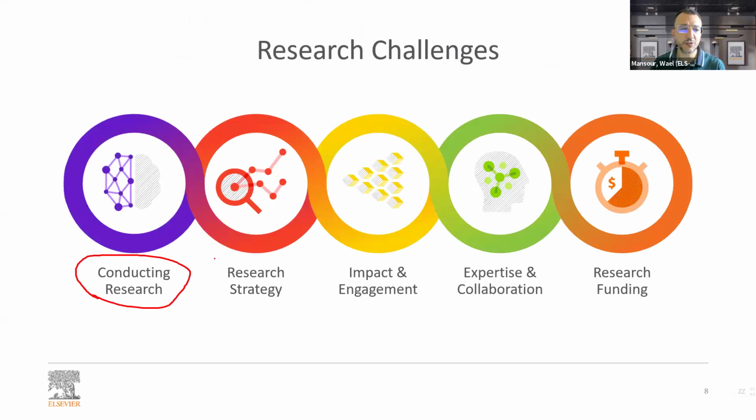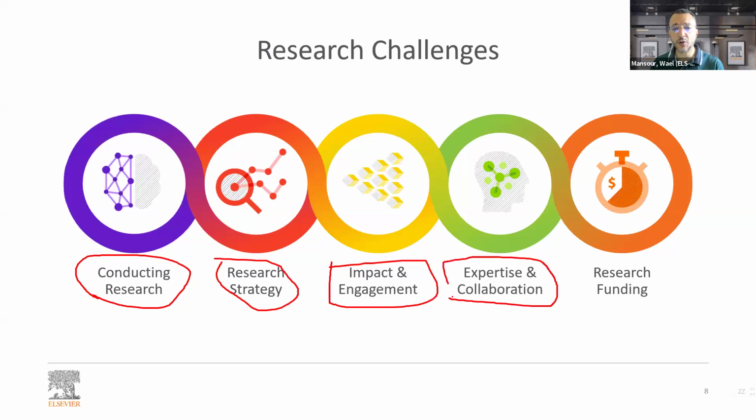And then for the research office and the management, you can do research strategy according to Scopus, and you can measure impact and engagement in Scopus. For researchers and also for the research office, you can look at expertise and collaboration within Scopus. You can also get an idea about the research funding landscape in Scopus. So these are the few slides which I wanted to share with you quickly, and then let me move to Scopus.